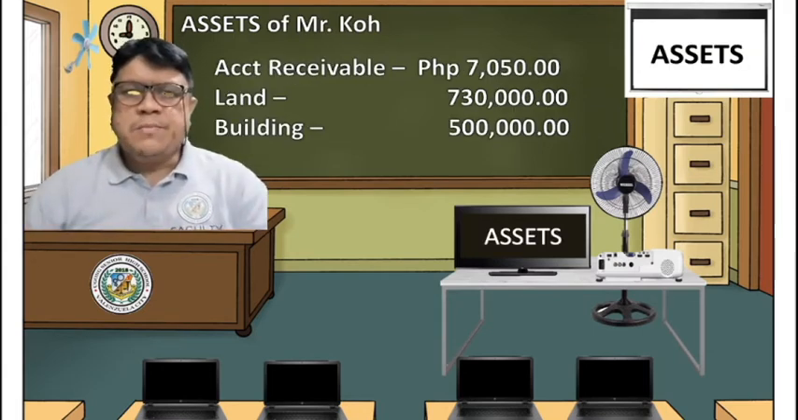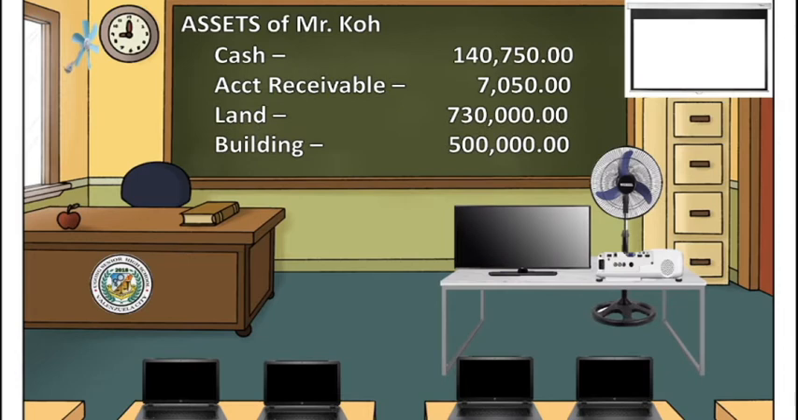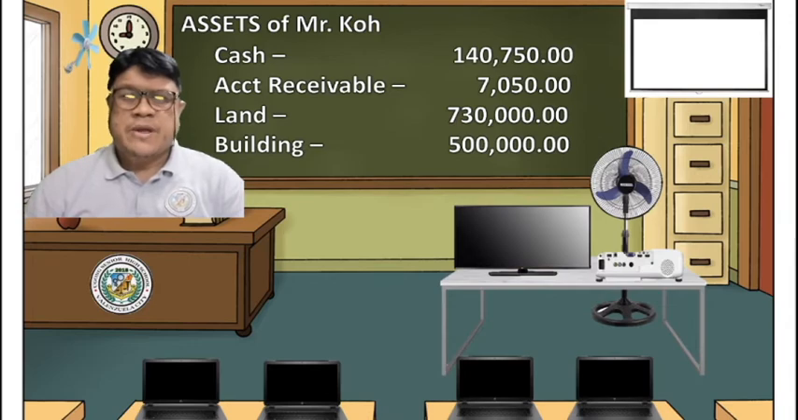Other assets of Mr. Ko. Accounts receivable, 7,050 pesos. Land, 730,000 pesos. Building, 500,000 pesos. How much is the total asset of Mr. Ko? Very good.